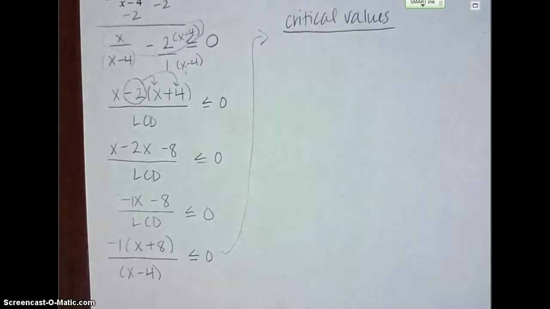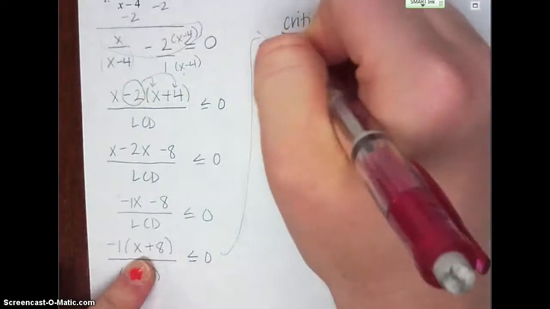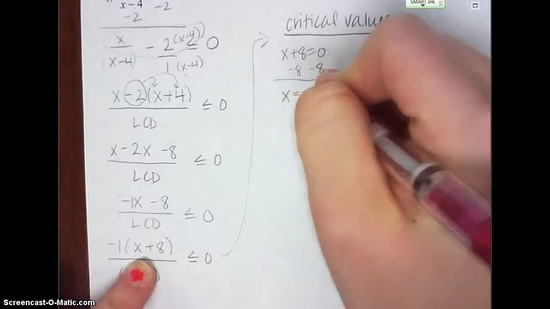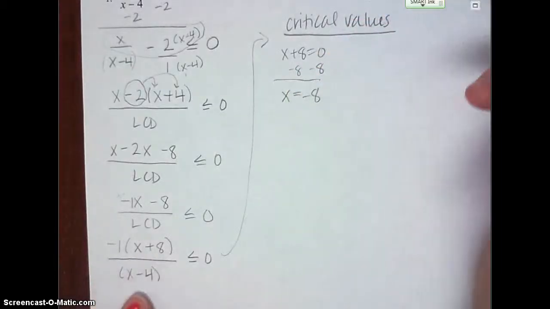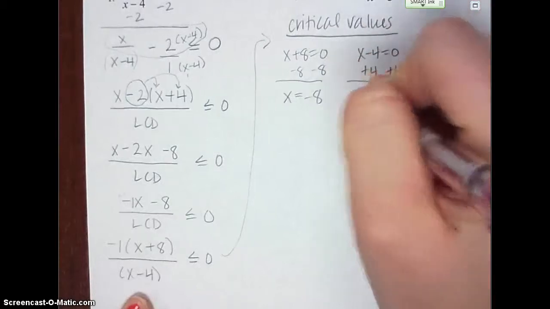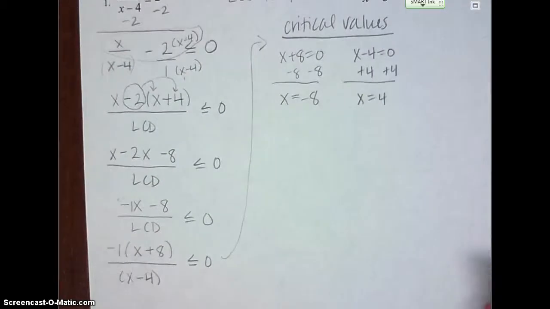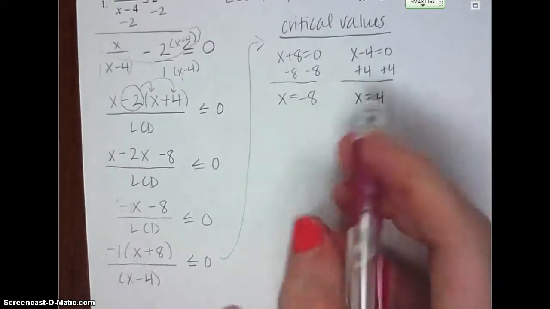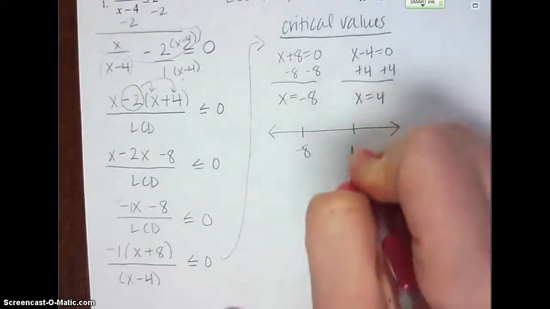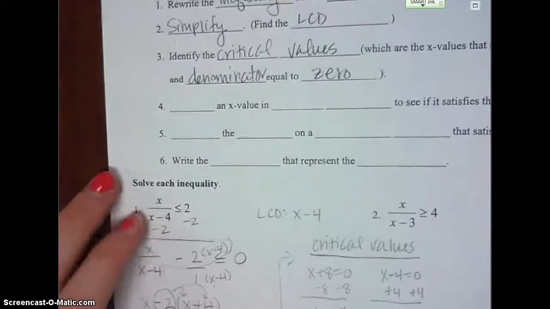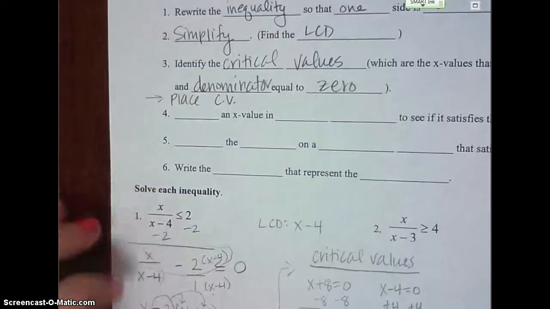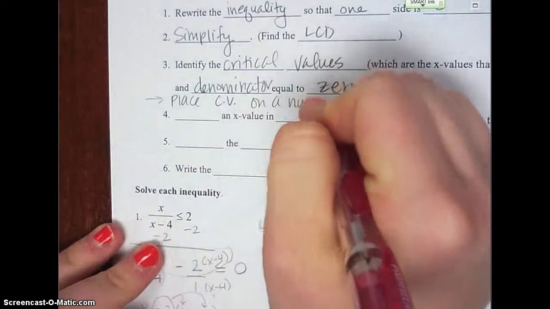So on the top we have this x plus 8. If we solve that, x plus 8 equals 0, we would subtract the 8 over. So one of our critical values is x equals negative 8. Then we take the bottom, x minus 4 equals 0. Add 4, so x equals 4. So your two critical values, you're going to take those and put them on a number line. We're going to take negative 8, because that would be the smaller one, and positive 4. So up here in the steps, it might be a good idea, after you find the critical values, place the critical values, I just put CV, on a number line.